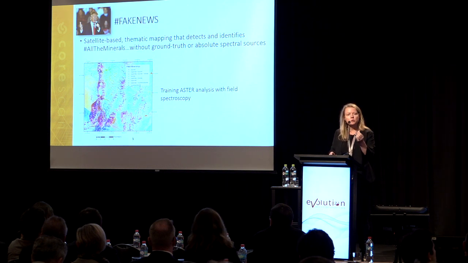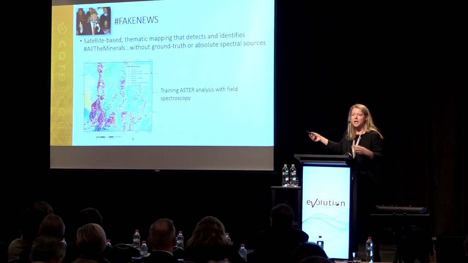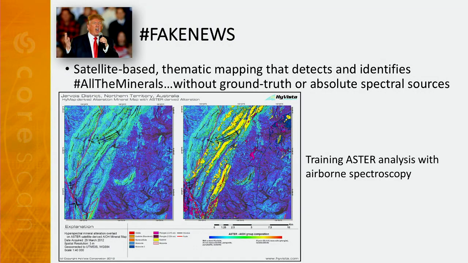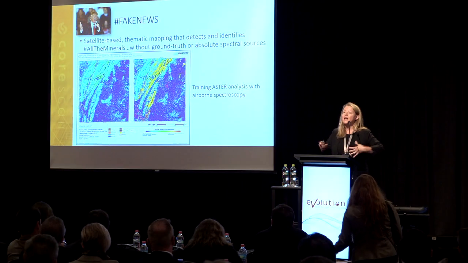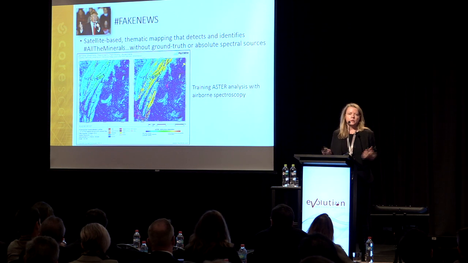You need real spectral data from the surface, whether that's from field spectroscopy, from an ASD or the old PIMAs that are still kicking around, or whether you actually train it with airborne spectroscopy. So if you want to know that what you're seeing on the ground is real, then you need some field spectroscopy. You need some actual infrared measurements from the ground. Then you can scale that up into your airborne or into your satellite imaging.